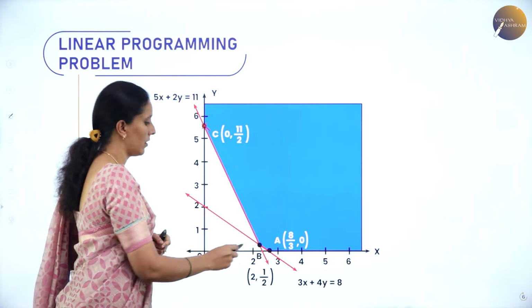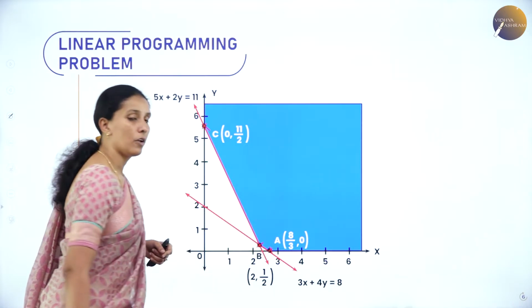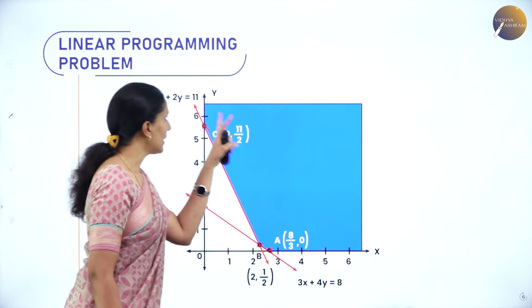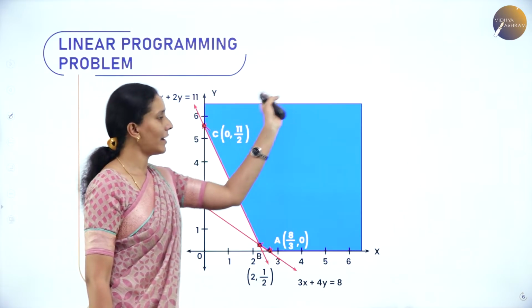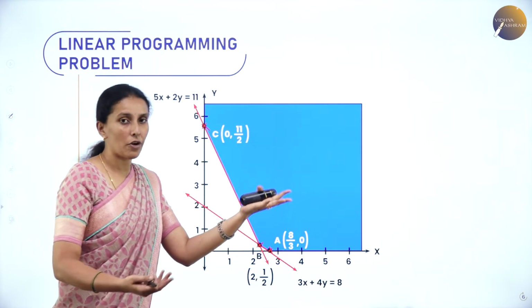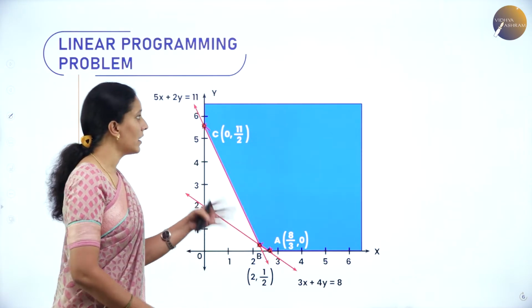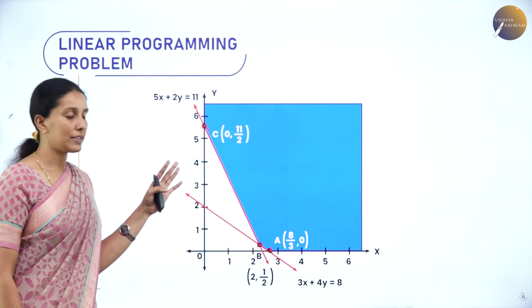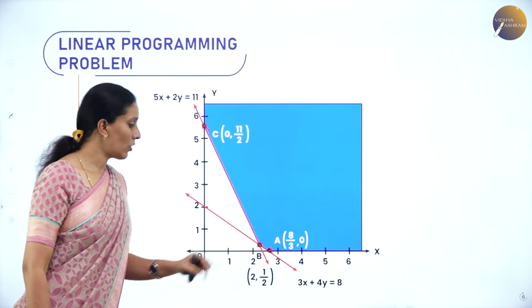So this and this. I have stopped until here. As I said, you can extend the feasible region also, so you will not get any corner points after this. You can extend the area of the feasible region. Only you have 3 corner points.